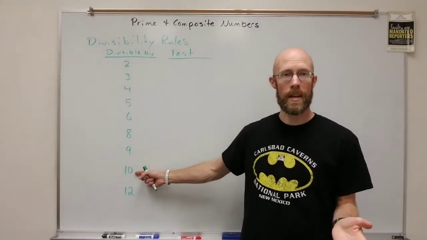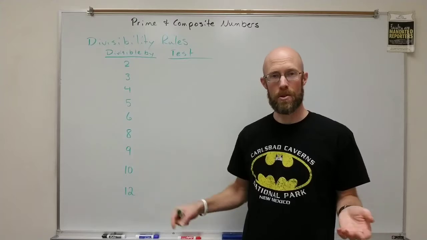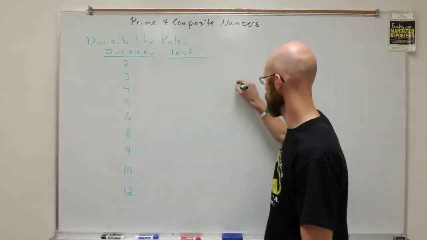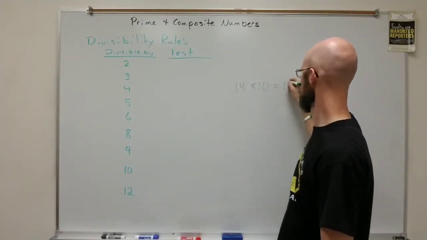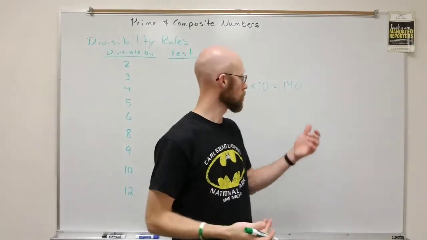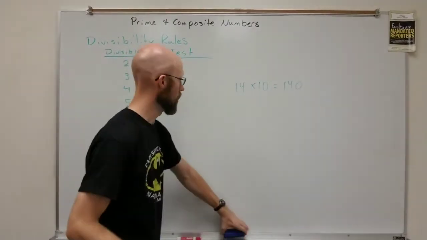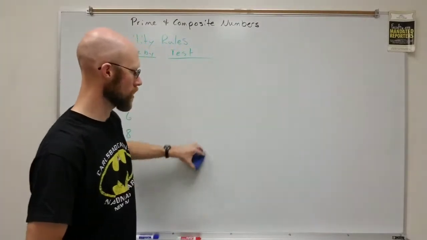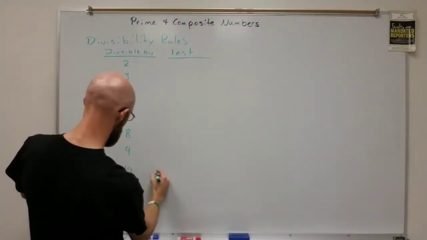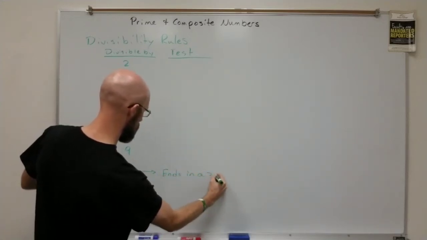A number is divisible by 10 if it ends in a 0, right? Because any multiple of 10 just tacks a 0 on at the end. 14 times 10 is 140. So you tack on a 0, right? Anytime you multiply by 10, you just tack a 0 onto whatever the first number was. So every number that ends in a 0 must be divisible by 10. So that's it for that divisibility rule. I think the easiest one is if it ends in a 0, it's divisible by 10. So the test there is going to be ends in a 0.